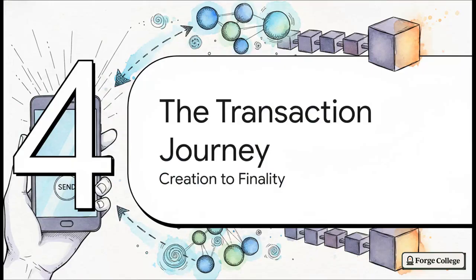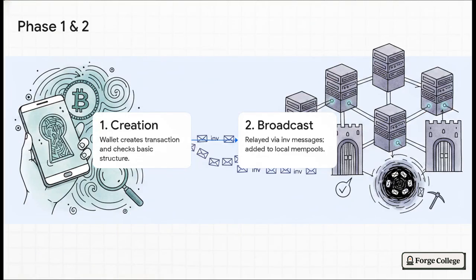Part 4. The transaction journey, from creation to finality. Okay, let's watch these actors interact in real time. Step 1 is creation. Your SPV mobile wallet creates a transaction, signs it with your private key, and does a quick check of its basic structure.